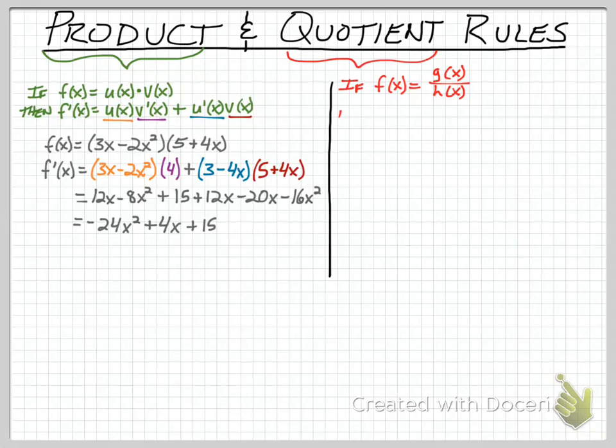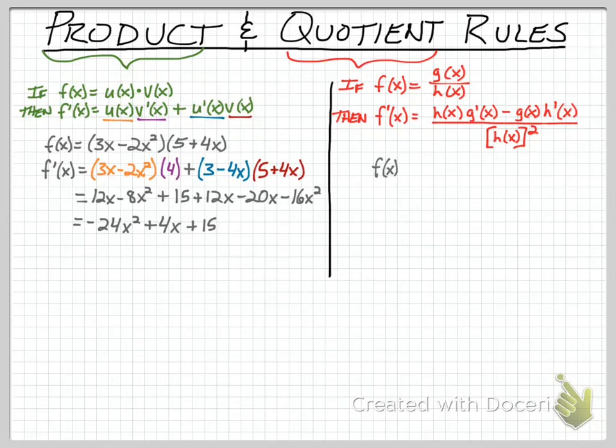So if this is the case, then f prime of x is going to equal h of x times g prime of x. So the original function h of x times the derivative of g of x, minus g of x times h prime of x, so the original function g of x times the derivative of h of x, all of that over h of x squared. Okay, so take a second, take that in, and let's look at an example.